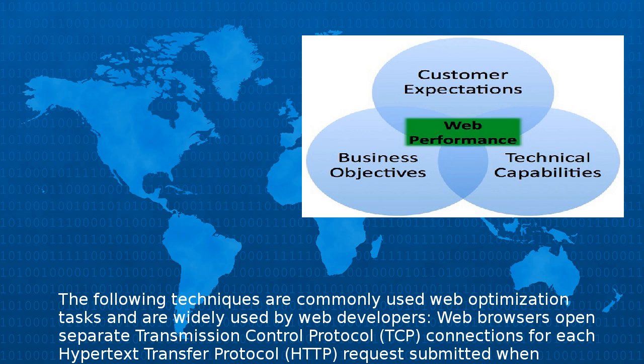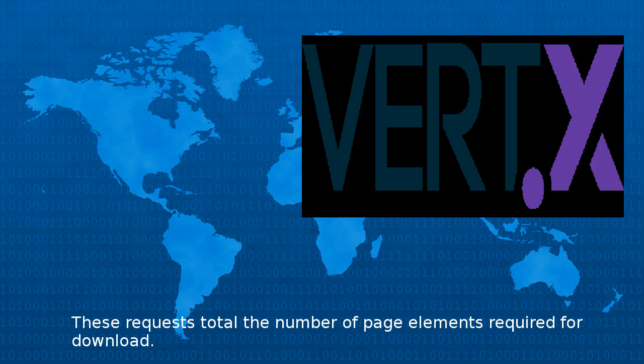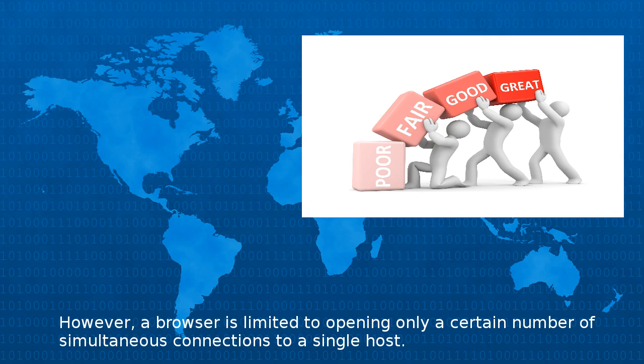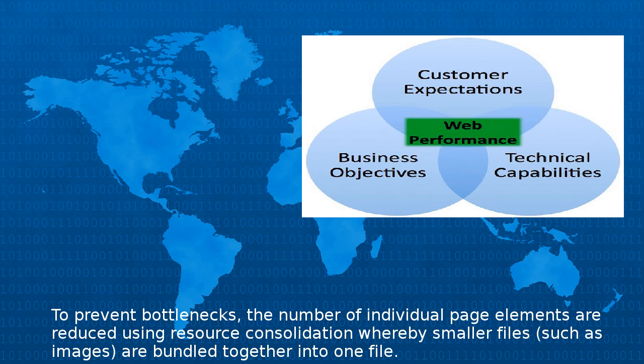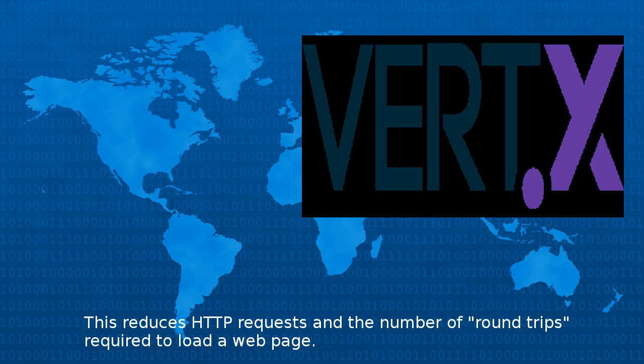Web browsers open separate Transmission Control Protocol, TCP, connections for each Hypertext Transfer Protocol, HTTP, request submitted when downloading a web page. These requests total the number of page elements required for download. However, a browser is limited to opening only a certain number of simultaneous connections to a single host. To prevent bottlenecks, the number of individual page elements are reduced using resource consolidation whereby smaller files, such as images, are bundled together into one file. This reduces HTTP requests and the number of round trips required to load a web page.